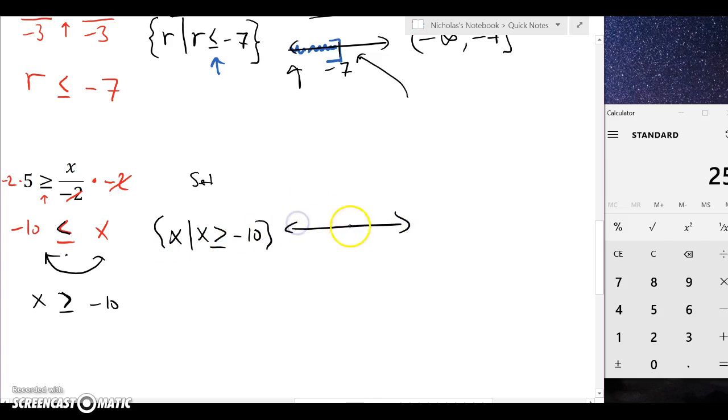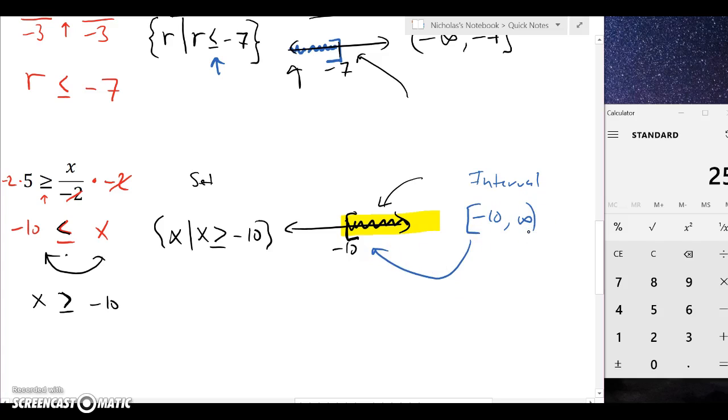Our graph is going to be -10. Greater than or equal to is the stuff to the right, and then we put the square bracket around it. And then finally, how do we write this? Well, remember it starts at -10 and it's going to go to the right forever. So our interval is going to be from -10 to infinity. -10 gets a square bracket because you see we have the square bracket there. Infinity gets the round one.